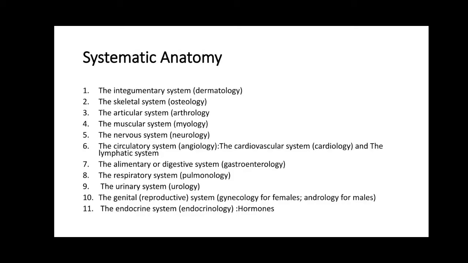Next we have the alimentary or digestive system, gastroenterology, consisting of the digestive tract from the mouth to the anus, with all its associated organs and glands that function in ingestion, mastication, that is chewing, deglutition, swallowing, digestion, and absorption of food, and then finally the elimination of solid waste, that is feces, remaining after the nutrients have been absorbed.